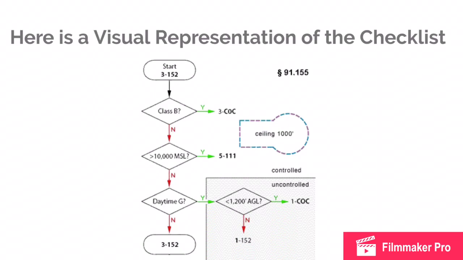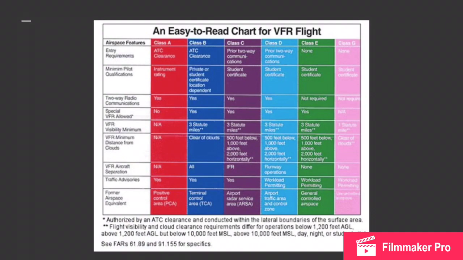So here is the visual representation of the checklist. This may make more sense now that it's not written out, but you can kind of see a picture of it and see how this could be quicker than the triangle method. So you are starting 3152. Are you in class B? Yeah, I am. Okay, 3 statute miles and clear of clouds. You can move on if no, and that's just how the method works. Similar to something you might have done in high school to see what you were going to do this weekend. Is it sunny out? Yes. Okay, you're going to the pool.